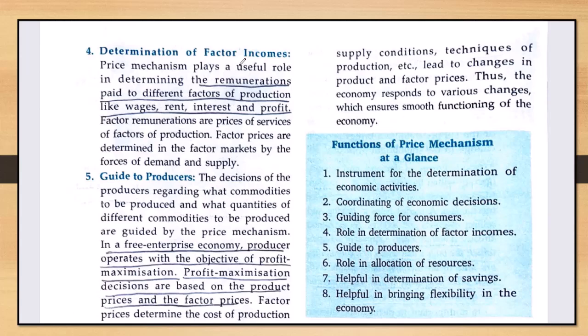Fourth, determination of factor incomes. We have already seen there are two kinds of market, the factor market and the goods market. So the price mechanism not only guides consumers on how to buy goods and services based on prices and their income, it also helps to tag a value to the various factors of production, like how much a laborer should be paid and what the cost of the capital to be purchased is, and this is only possible with the price mechanism. Just like the normal goods and services market, we also have a factor market. Let's see this.